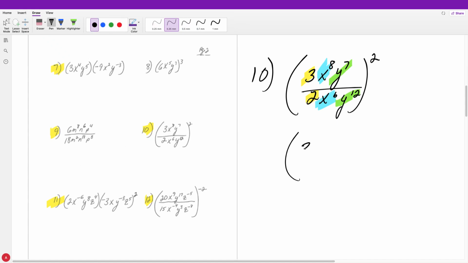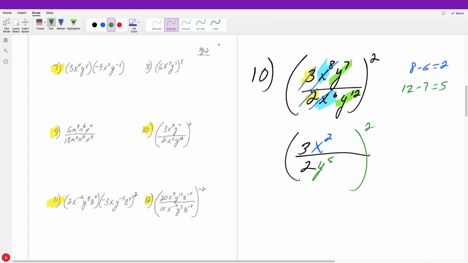3 over 2 cannot be simplified at all, so that will remain 3/2. I have more x's in my numerator, so that means my x's will end up in my numerator again. 8 minus 6 is equal to 2, so I have x squared. Then I move on to my y's. I have more y's in my denominator, so I'll write my y down there. 12 minus 7 is equal to 5, so I have y to the 5th power. And this still needs to be squared. But now by reducing it first, I don't need to worry about reducing anything at the end.